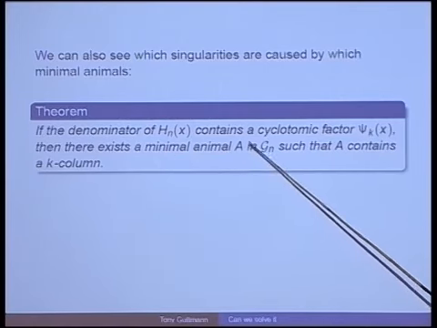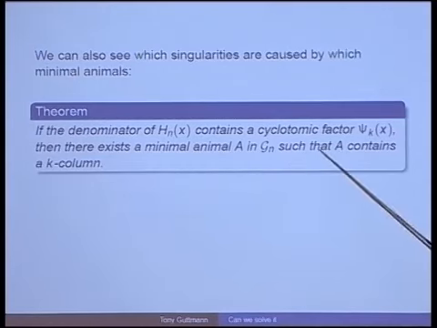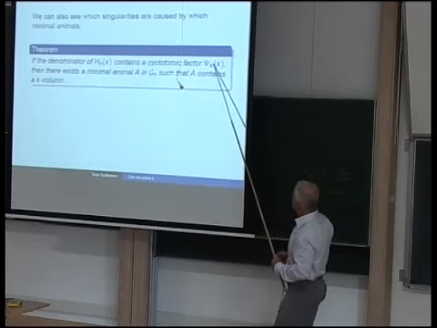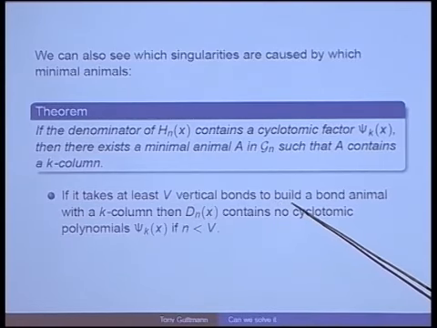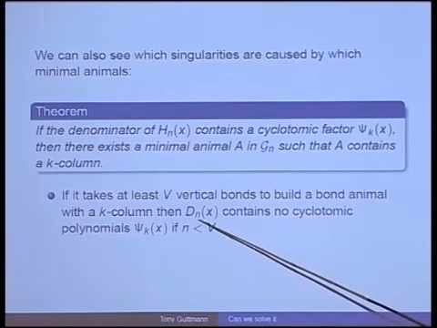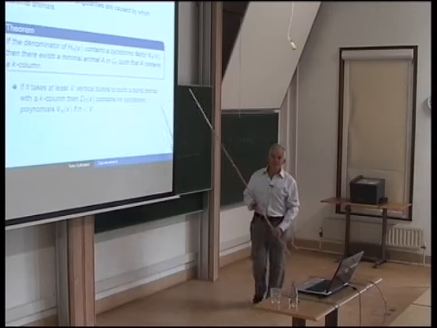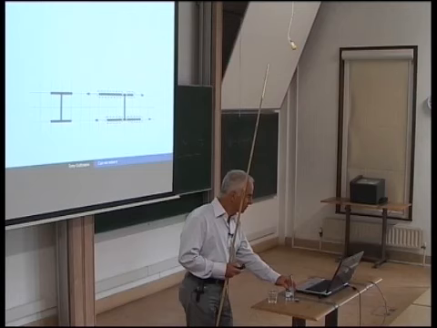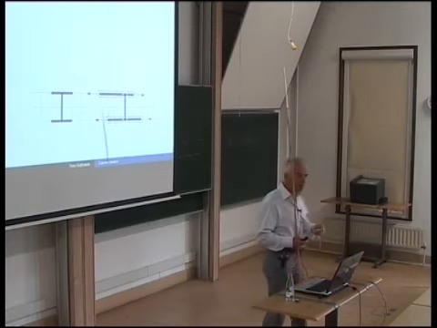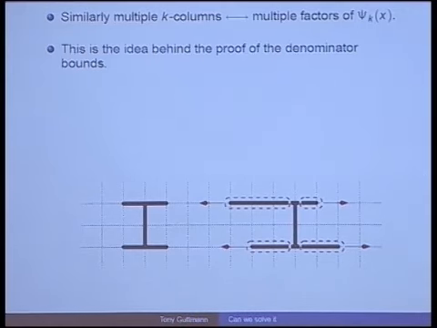If the denominator of H contains a cyclotomic factor psi k, then there exists a minimal animal A in Gn such that A contains a k column. You've seen that psi k crops up when you get a k column. And if it takes at least V vertical bonds to build a bond animal with a k column, then the denominator Dn of x contains no cyclotomic polynomials psi k, of course, if n is less than V, because there are just not enough vertical bonds to do it for you. Similarly, multiple k columns give multiple factors of the cyclotomic polynomial psi k. That's the idea behind the proof of the denominator bounds.